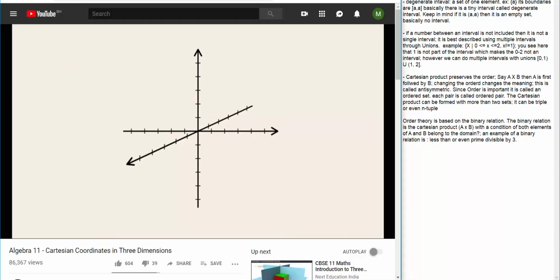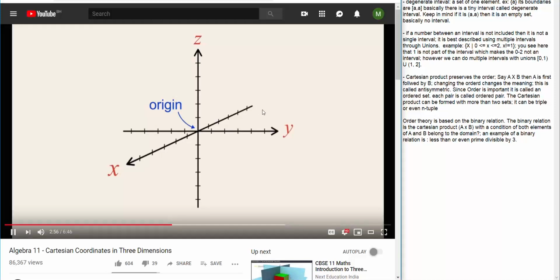These 3 axes are typically labeled X, Y, and Z, with the positive x-axis pointing out of the page, the positive y-axis pointing to the right, and the positive z-axis pointing up. Just as in 2 dimensions, the point where the 3 axes meet is called the origin. The origin corresponds to the ordered triple 0, 0, 0.